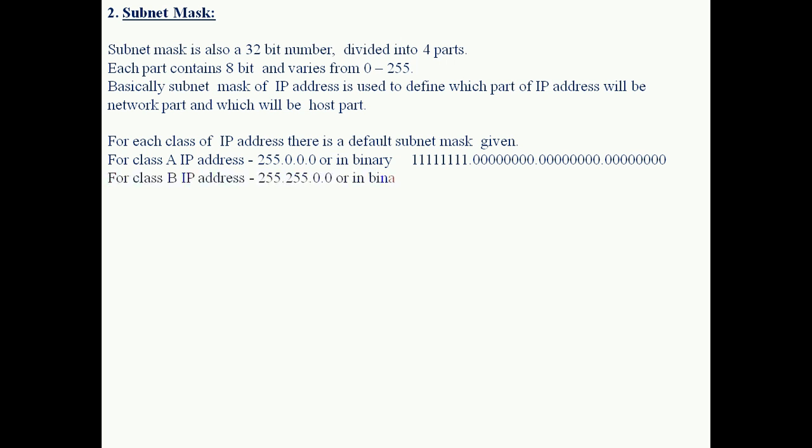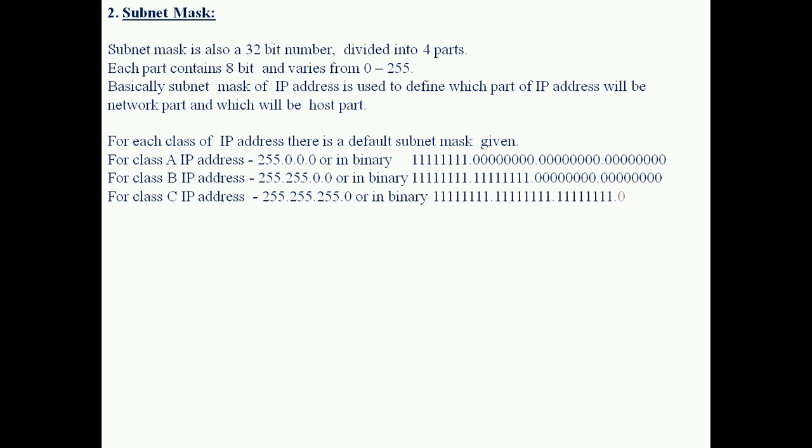For class B, the default subnet mask will be 255.255.0.0, or in binary, the first 16 bits will be high bits and the rest 16 bits will be low bits. For class C, the default subnet mask will be 255.255.255.0, or in binary, the first 24 bits will be on bits and the rest 8 bits will be off bits.